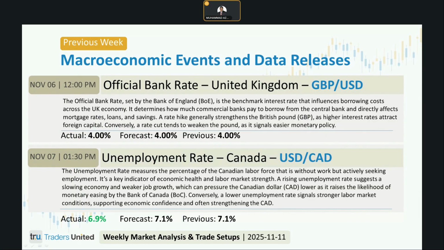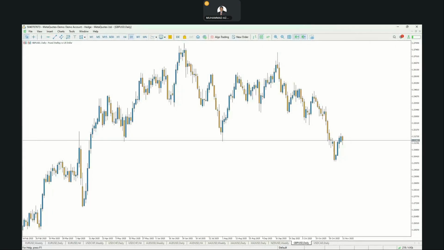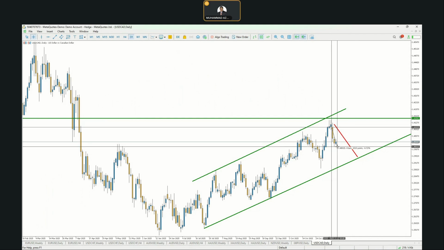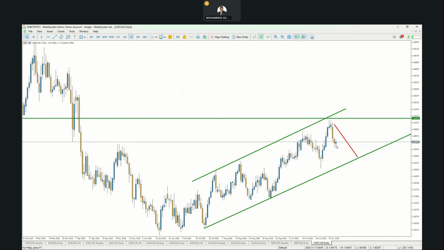Following the release, USD CAD moved sharply lower. Let me show you the chart of USD CAD. So over here, we got the data news release on November 7th, and USD CAD simply dropped. I do expect further weakness in price action, but first market is going to move sideways.